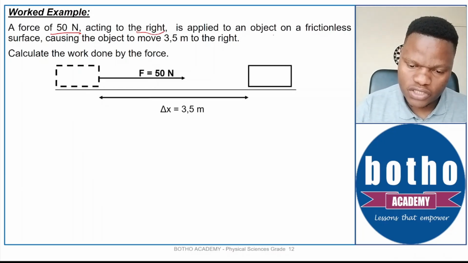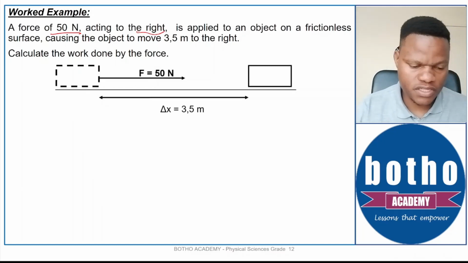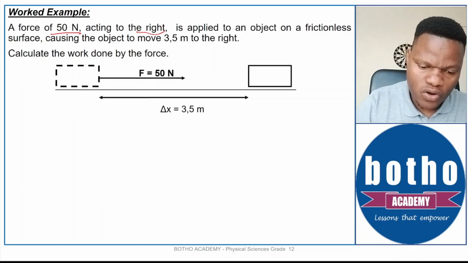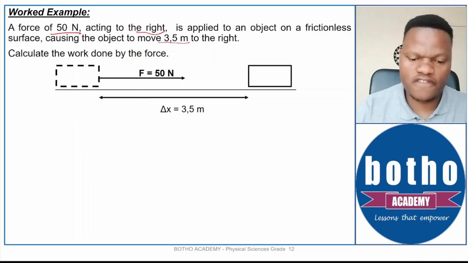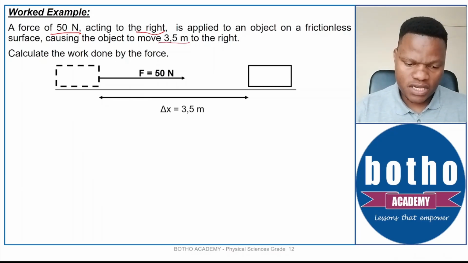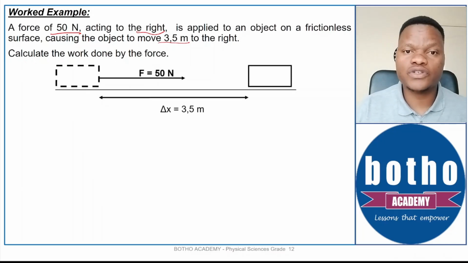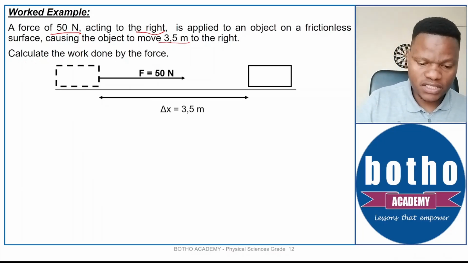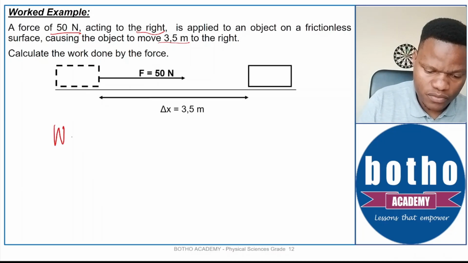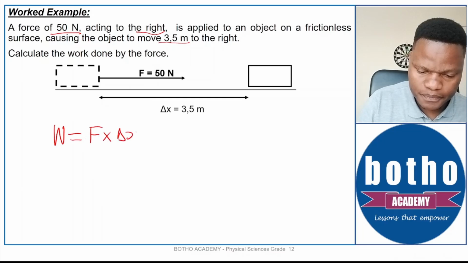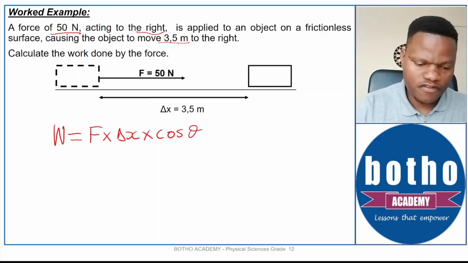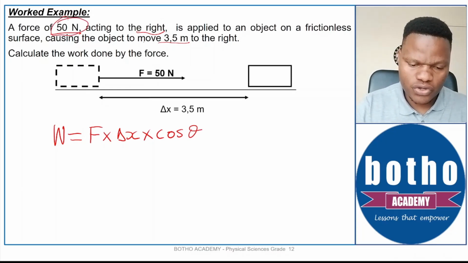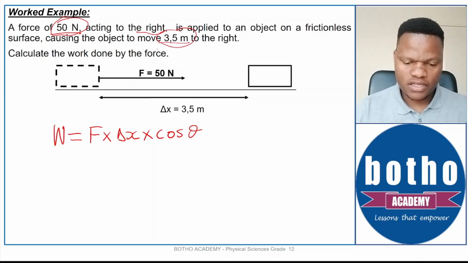It is applied to an object on a frictionless surface, which means there is no friction, and it causes the object to move 3,5 meters to the right. If that is the case, then calculate the work done by the force. Remember the formula that we learned in the previous slide. It says the work done on an object is equal to the force that is doing the work multiplied by delta x multiplied by cos theta. Now let us check. We do have the force, it's 50 newtons and it's going to the right, and delta x is 3,5, as we can also see in the diagram there.